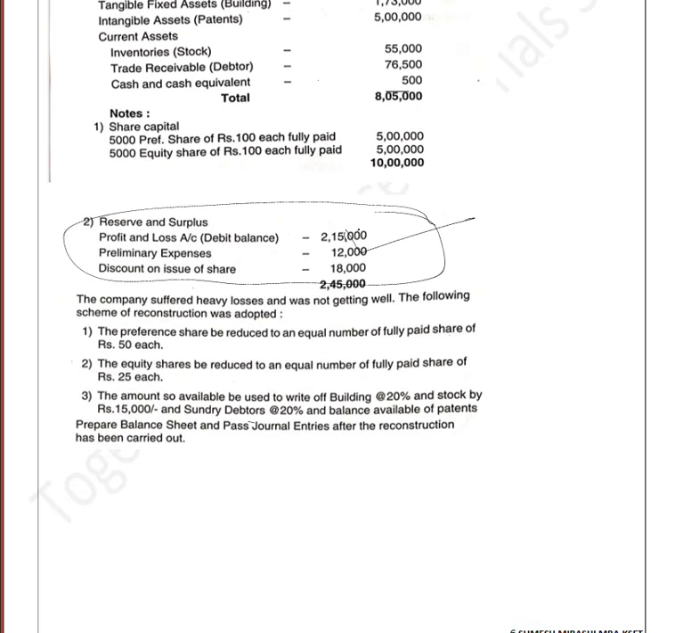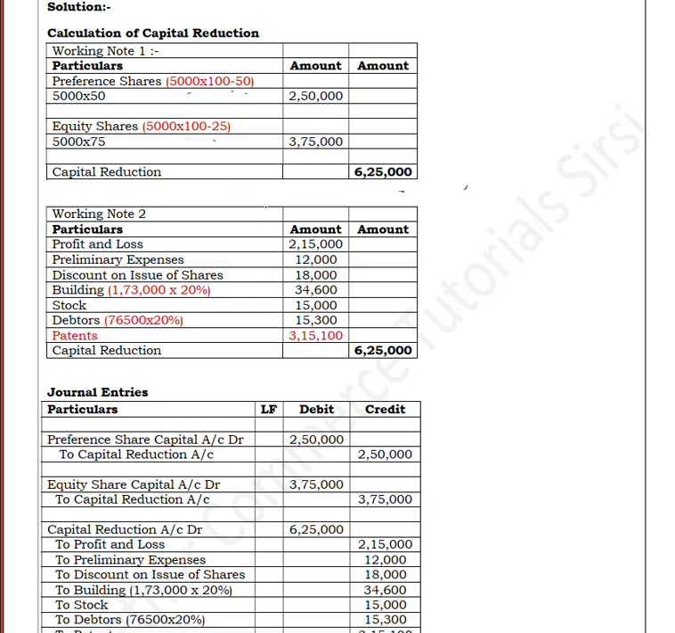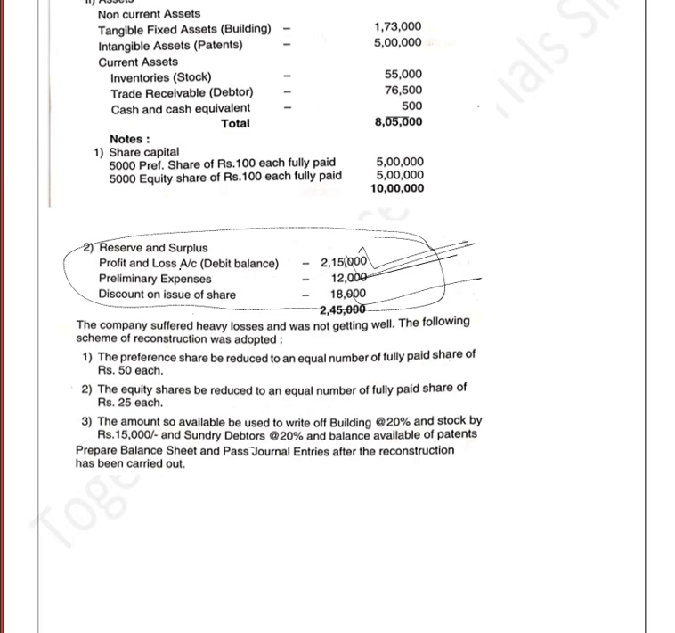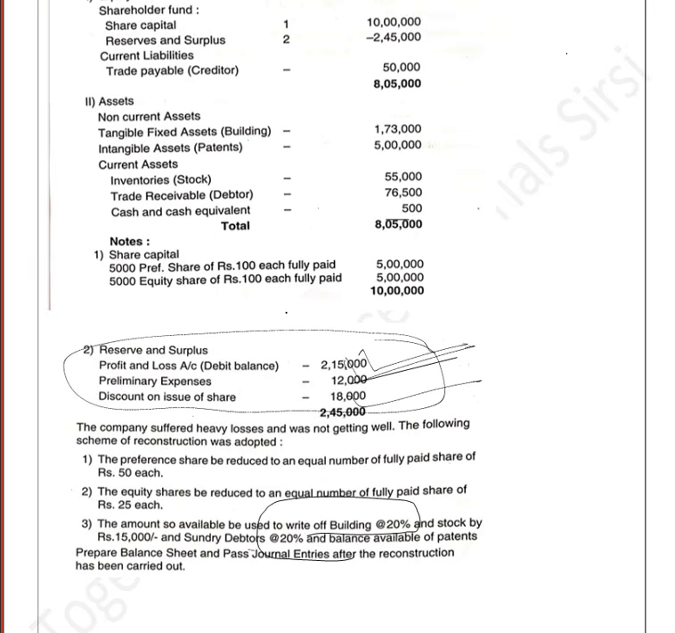Profit and loss account debit balance 2 lakh 15, preliminary expenses 12,000, discount on issue of shares 18,000. Here it is, that is what we have taken here: profit and loss account, preliminary expenses, discount on issue of shares. Even if this is not mentioned in the problem, we should take it. That is the concept. Then the remaining assets: building into 20% we have taken. Notice that they have given it clearly: write off the building by 20%. That means we should go to the balance sheet. The value of building is 1,73,000 into 20%.